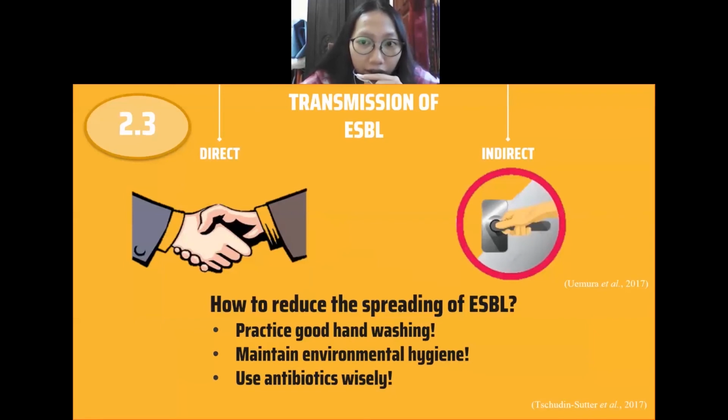Meanwhile, indirect transmission occurs through touching surfaces that are contaminated with ESBL, such as dirty equipment, door handles, catheters, and many more. Then, how can we reduce the spreading of ESBL? Some efforts that we can do to stop the spreading of ESBL are practicing good hand washing, maintaining environmental hygiene, and using antibiotics wisely.